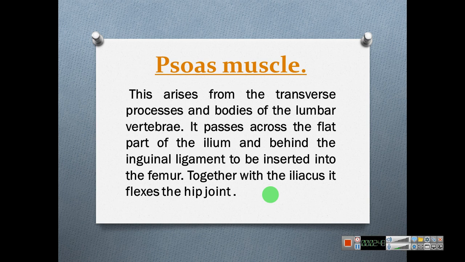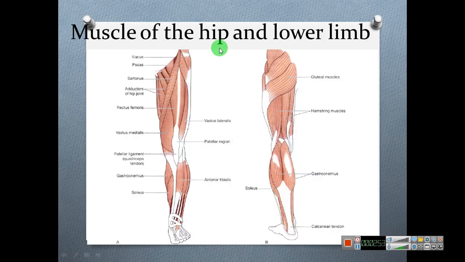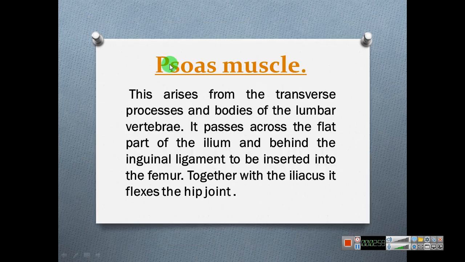Psoas muscle. Earlier I have shown you what is the psoas muscle. Where is the psoas muscle? Again I will show you. This is the psoas muscle. This arises from the transverse process and bodies of the lumbar vertebra. It passes across the flat part of the ilium and behind the inguinal ligament to be inserted into the femur.